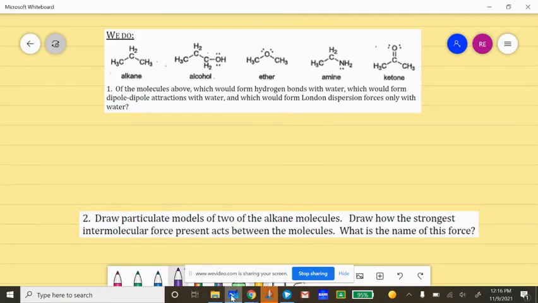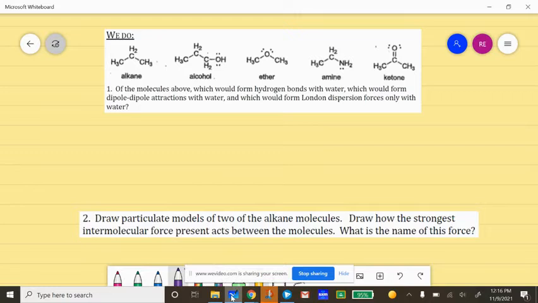In this problem, we're going to take the molecules that are shown above, alkane, alcohol, ether, amine, and ketone, and try to figure out which ones would form hydrogen bonds with water, which ones would form dipole-dipole attractions with water, and which ones would form London dispersion forces only with water.